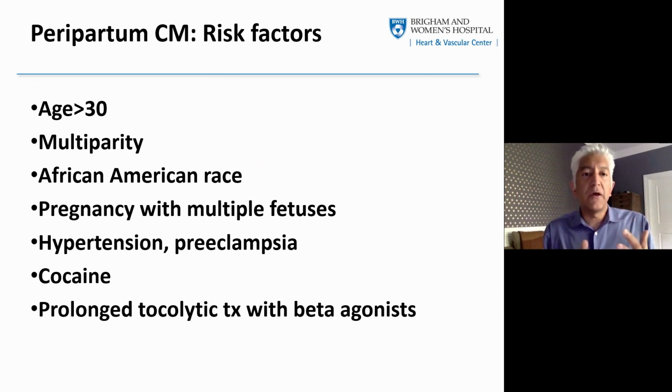What do we think about who gets peripartum cardiomyopathy? Well, you should think about peripartum disease as being higher risk in patients who are older, who are multiparous women, people who have multiple pregnancies. African Americans are at higher risk than non-African Americans, and hypertension and preeclampsia may be early premonitions of this disorder in subsequent pregnancies. There's some question as to whether there may be some association with maternal cocaine use or prolonged tocolytic use with beta agonists, but those associations are less clear.